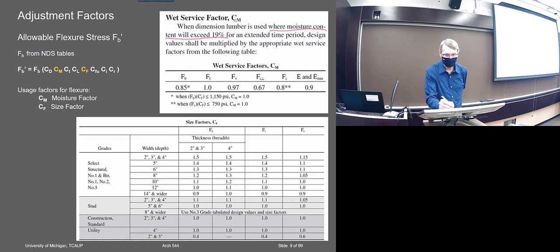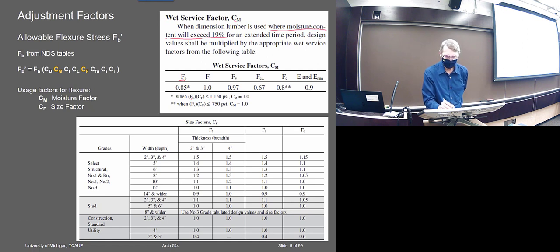So if you're below 19%, then you just use 1.0. Then it would just be 1. But if you're above 19%, then it depends on which of these you're looking at, and you'll have the appropriate factor. Also, this looks like fairly strong wood. I thought it was fairly weak. Whatever. Oh yeah, it's fairly weak, I suppose.